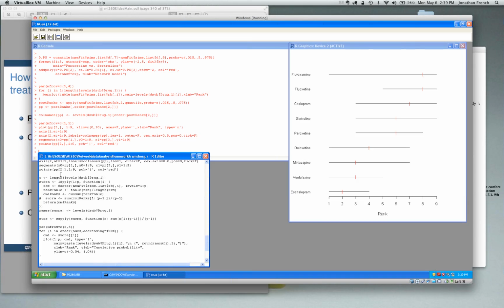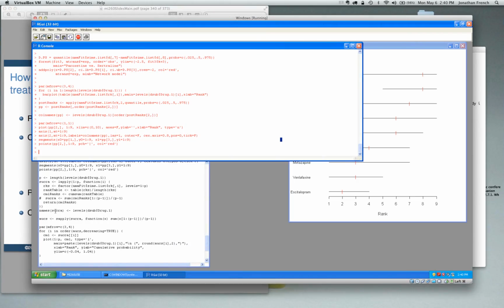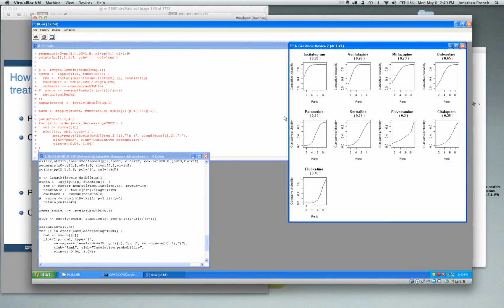The last piece that I'll talk about in using our WinBUGS output will be calculating this notion of the surface under the cumulative ranking curve. In order to do that, we need to think about what that cumulative ranking curve looks like. So let's plot it out. First I'll do the calculations and make the plot, and then we can come back and talk it through. What I've plotted here for each treatment is the probability of being the best, then the probability of being in the top 2, then the top 3, and so on, up to the probability of being in the top 9, which for all of these treatments is 1, just by definition.